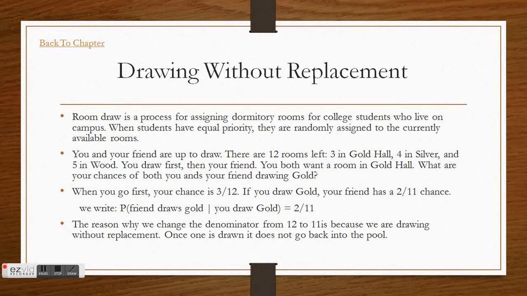When you go first, your chance is 3 out of 12 of receiving Gold. When your friend draws, they only have a 2 out of 11 chance. When you write it, it will be the probability of friend draws Gold given that you draw Gold, equaling 2 out of 11. The reason why we changed the denominator from 12 to 11 is because we are drawing without replacement. Once you draw one, it does not go back into the pool.